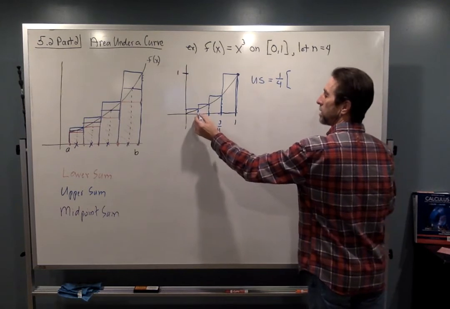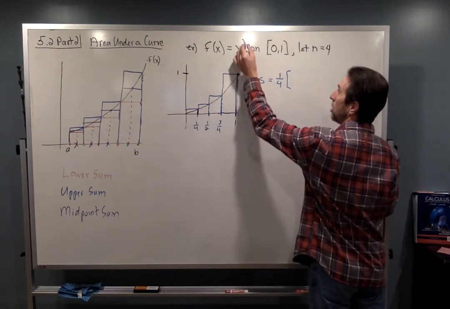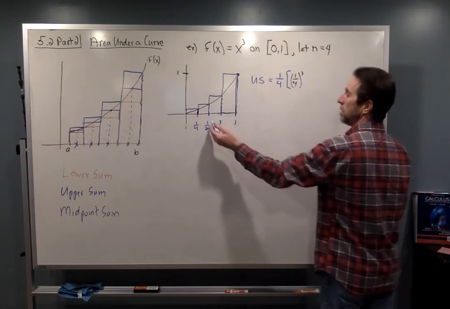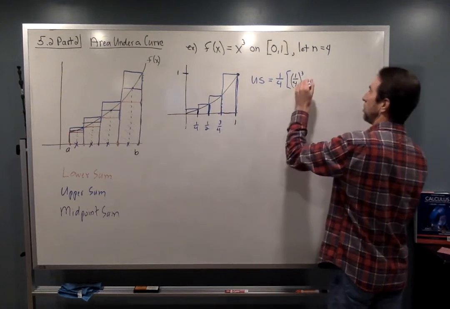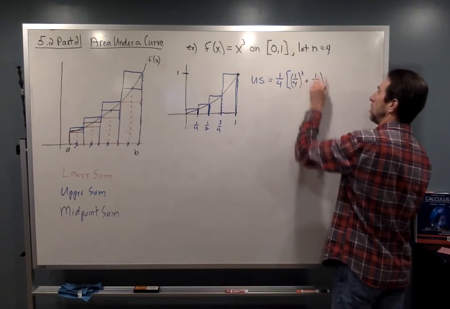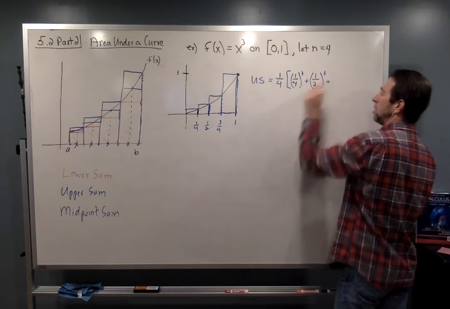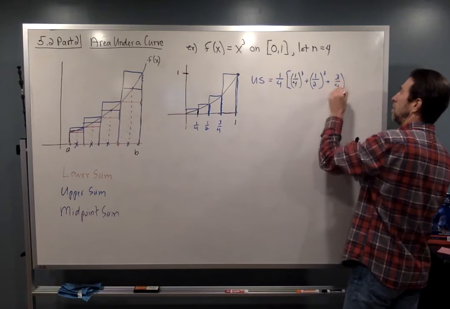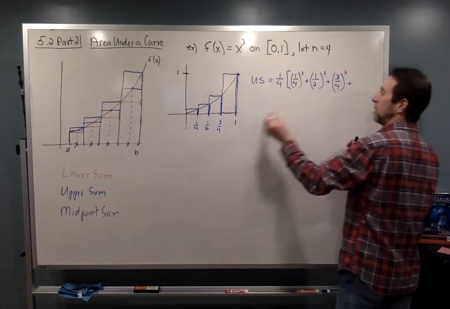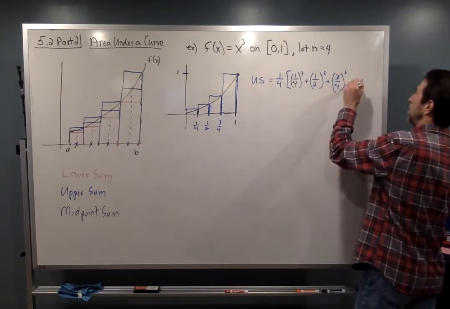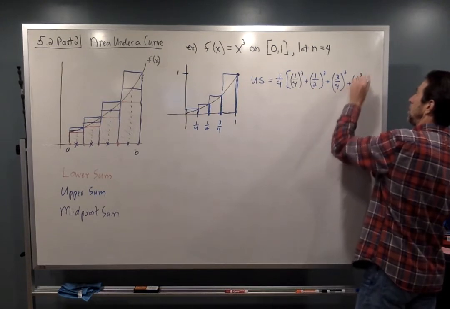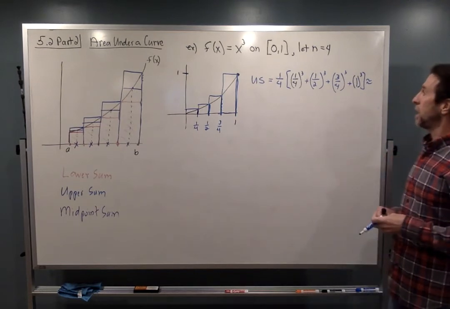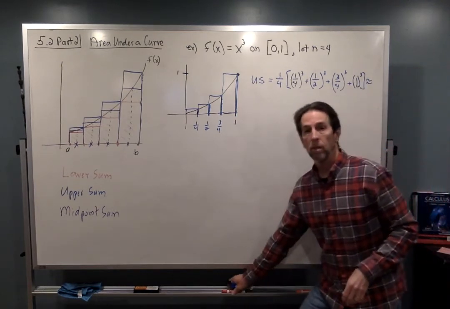The height of this rectangle here is going to be 1/4 cubed because that's the function. The height of this rectangle is 1/2 cubed. The height of this one is 3/4 cubed. The area of this one is going to be 1 cubed. Now I'm not going to do this calculation here. You can go ahead and check that out. But that would be considered an upper sum. Lower sum.